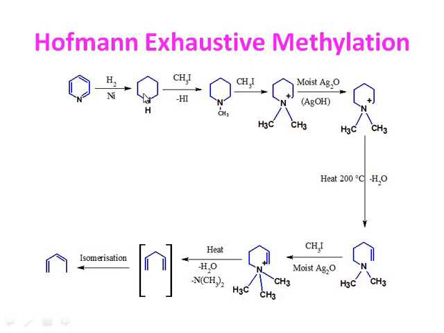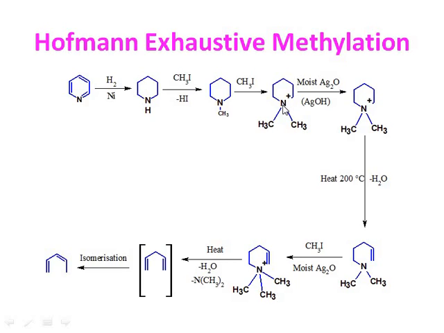Then what happens? The lone pair on the nitrogen attacks the CH3, and iodide is replaced. So this CH3 is attached to the nitrogen, replacing the hydrogen. Another molecule of methyl iodide can be treated. The lone pair of the nitrogen attacks this methyl and replaces iodide. Having given the lone pair, the nitrogen is electron deficient, so a positive charge is here. So two methyl groups are attached to nitrogen.